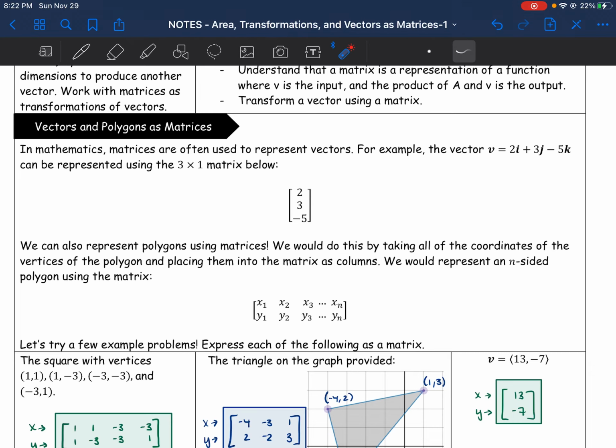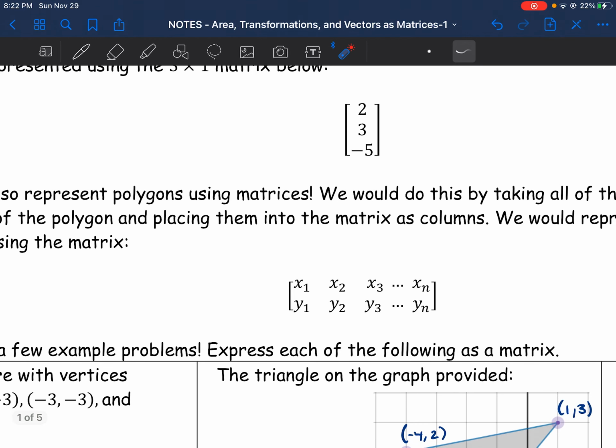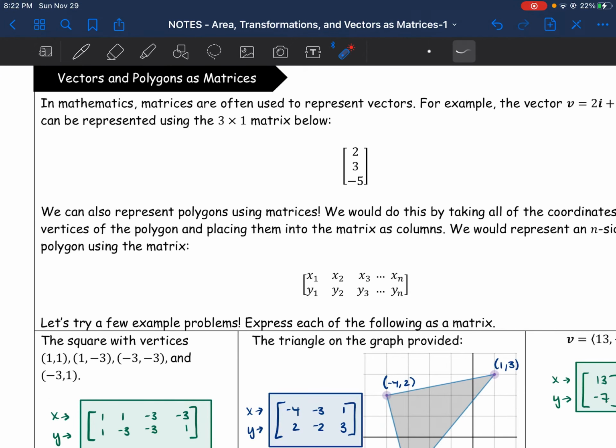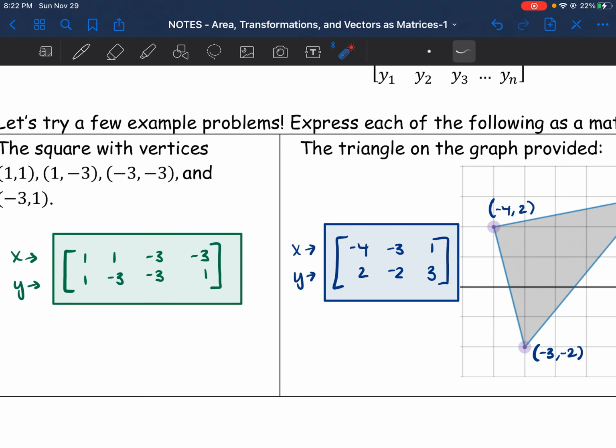We can do this by taking all the coordinates of the vertices of the polygon and placing them into the matrix as columns. We would represent an n-sided polygon using this matrix. Notice that all the x's are going into the first row and all the y's are going into the second row. So we have x1, y1, this would be one vertex of the polygon, x2, y2, another vertex of the polygon, x3, y3, and so on and so forth to xn, yn, where n represents the number of sides of the polygon. So let's see a few examples here.